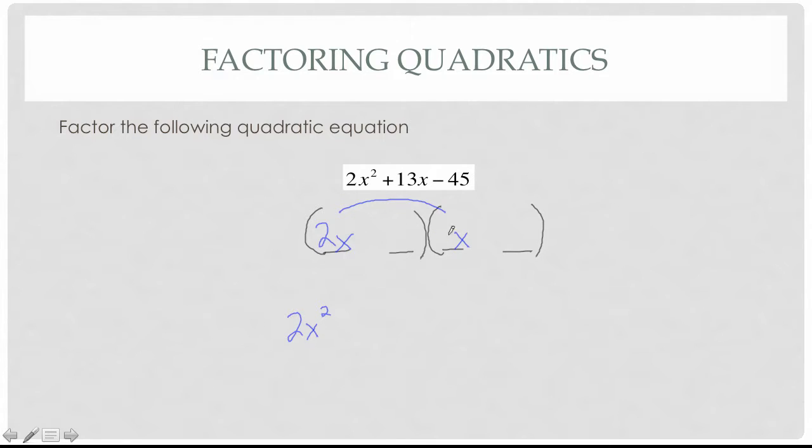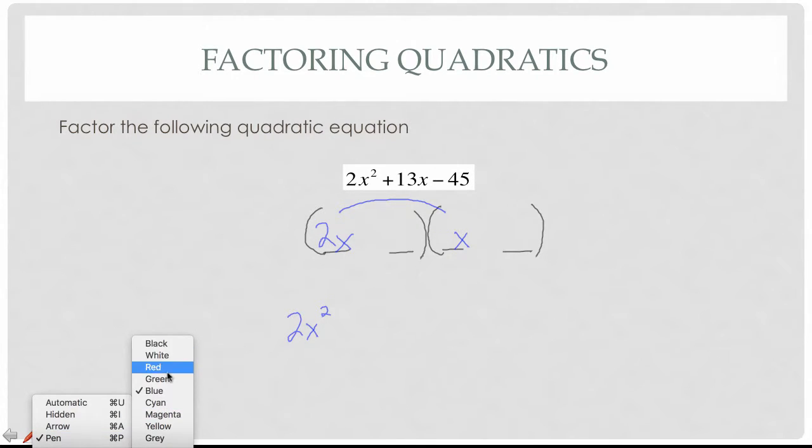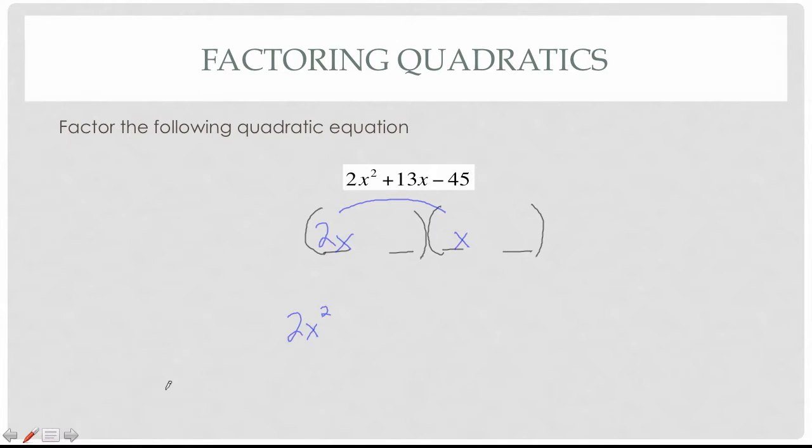All right, so I'm halfway there already. But now let's look at, switch to magenta, this negative 45. I need two numbers that multiply to negative 45. So let's list out all the factors. So I could have negative 5 times 9. Or I could have positive 5 times negative 9. What else to get 45? I could have 3 times 15.